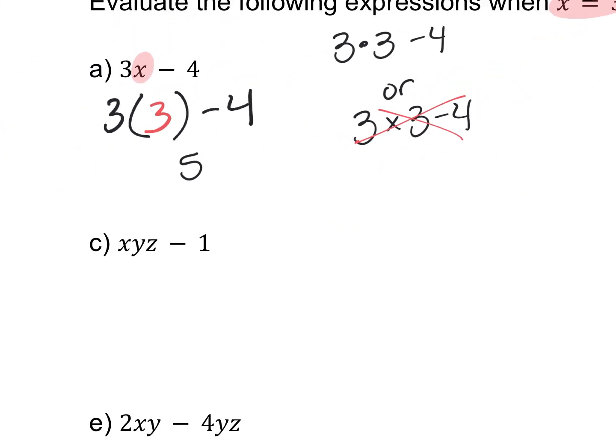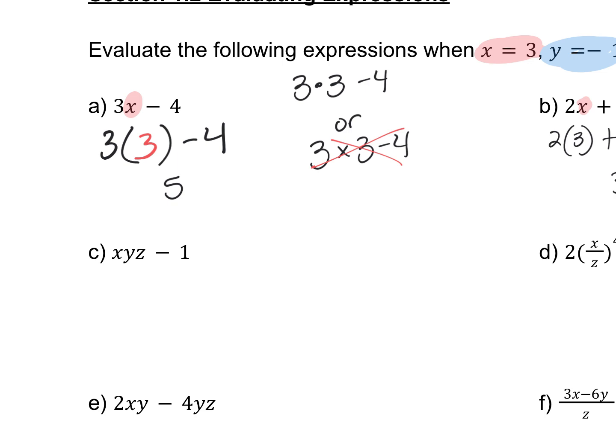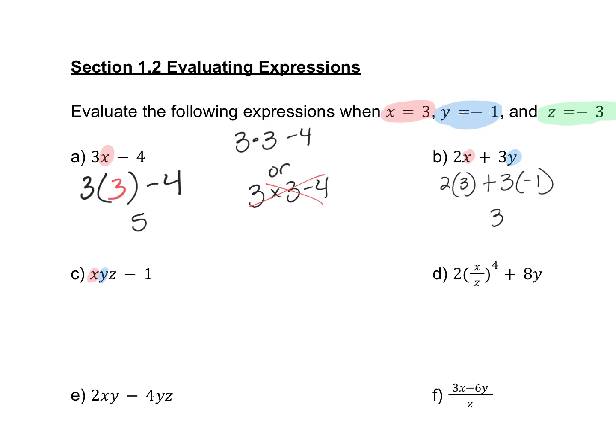Okay, so we have 3 of them. Now we're getting real crazy. Look out. Just kidding. We've got an x, we have a y, and our z. When you have 2 numbers or even 3 numbers smushed together right next to each other, that still means to multiply. So this is 3 times, what's our y? Or actually, let's put that in parentheses. It doesn't really matter. 3 times -1 times -3, all minus 1.